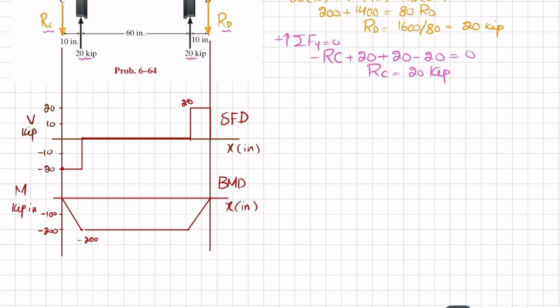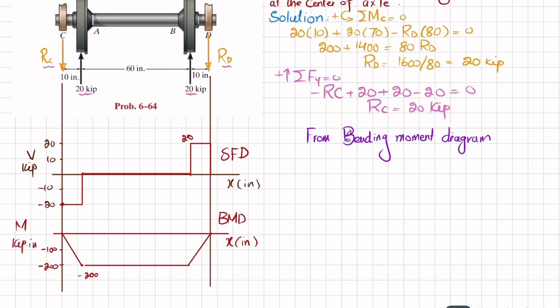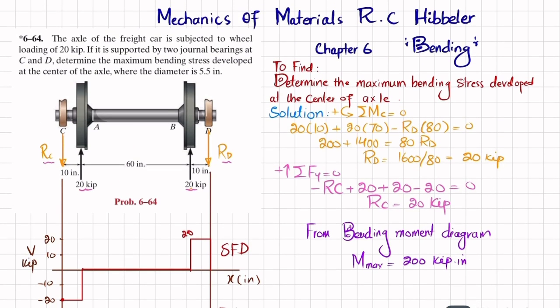Now from the bending moment diagram, you can see that if this is the mid or center of this beam, clear, at the center we have maximum bending moment of 200. The absolute value is 200. So we will get maximum bending moment equal to 200 kip into inch, and we have been asked to find the maximum bending stress developed at the center of the axle.